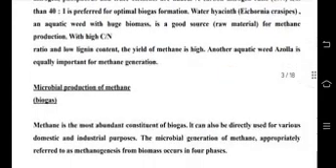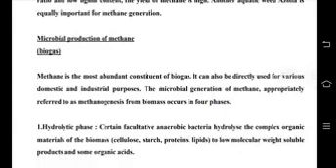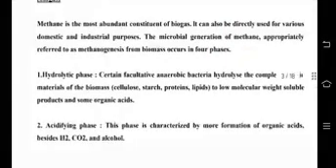And microbial production of methane. Methane is the most abundant constituent of biogas. It can also be directly used for various domestic and industrial purposes. The microbial generation of methane, appropriately referred to as methanogenesis from biomass, occurs in four phases. Four different phases are there. First is the hydrolytic phase.